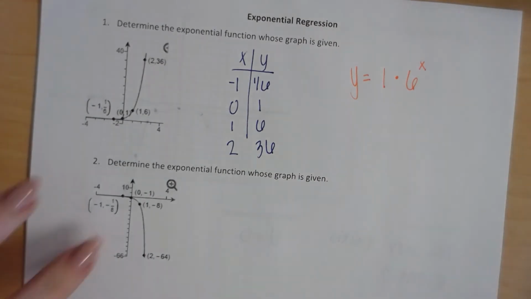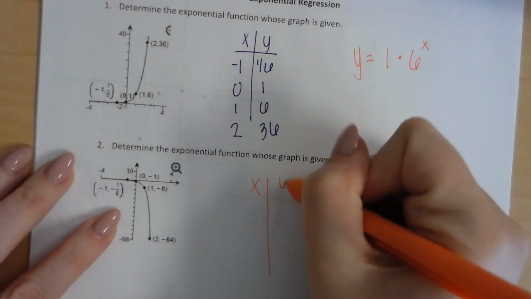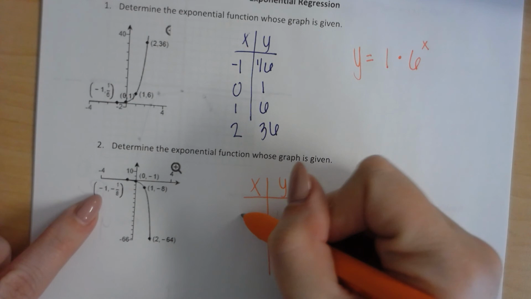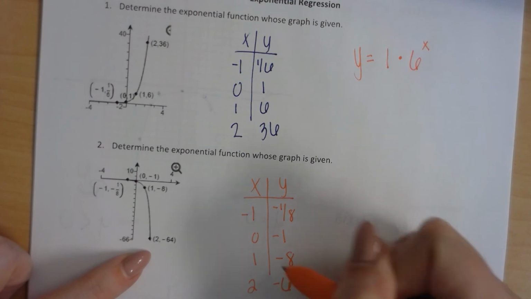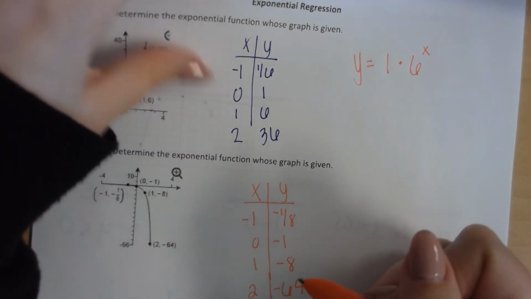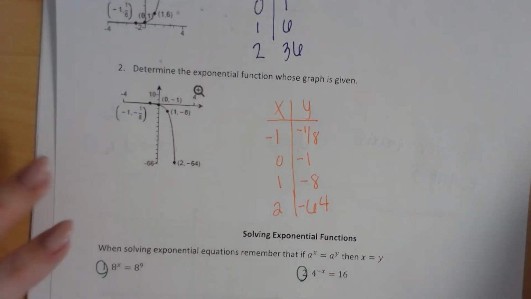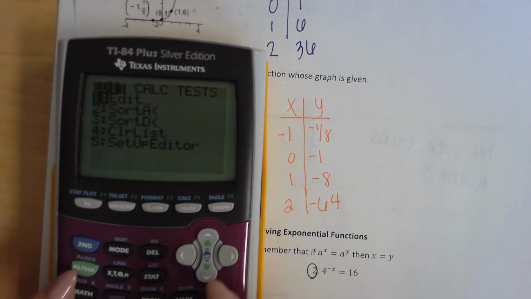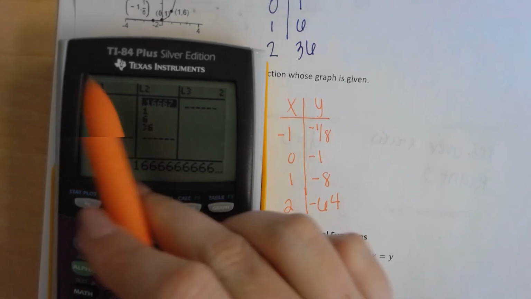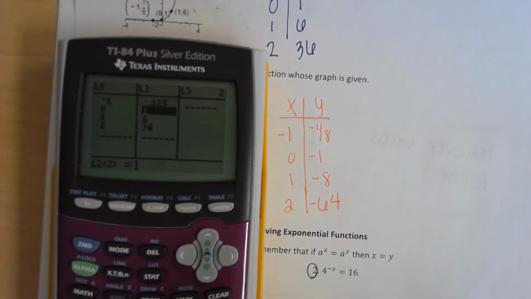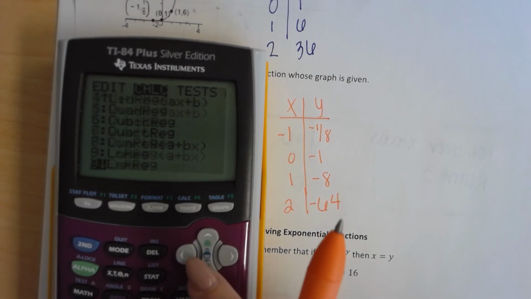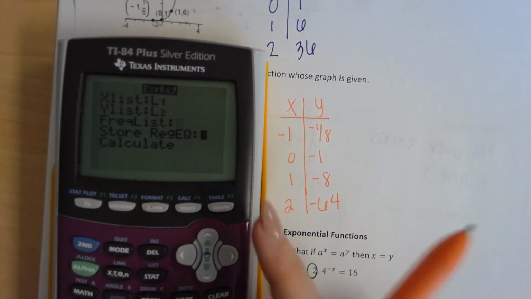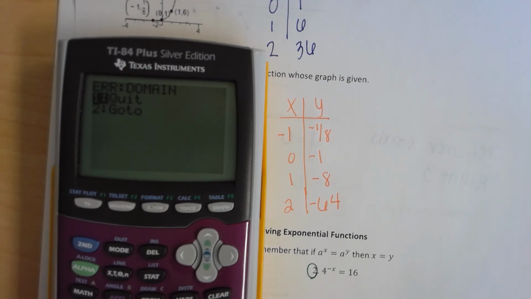Okay, so let's do number 2. So our x's, okay, now let's go to our table. So Stat, edit. Our x's didn't change, just our y: -1/8, -1, -8, -64. Now when I go to Stat, Calculate, exponential reg, oh no, it tells me that I can't do that.